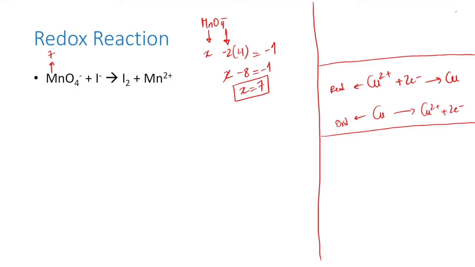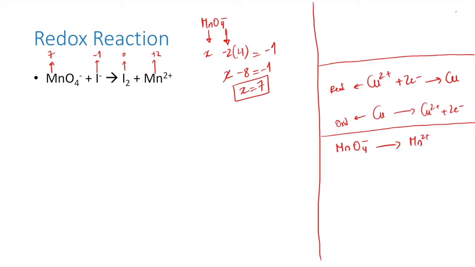Okay, now the oxidation number of I minus is equal to -1. The oxidation number of I2 is equal to 0. And the oxidation number of Mn2 plus is equal to +2. And here I can deduce which chemical species is undergoing oxidation, and which is undergoing reduction. So let's talk about manganese, Mn. It was MnO4 minus, then it becomes Mn2 plus.